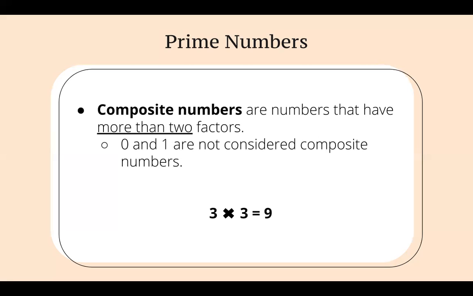In an example below, 3 times 3 equals 9. We know that 9 times 1 equals 9, but we also know that 3 times 3 equals 9. And it having more factors than just itself and 1 makes 9 a composite number.